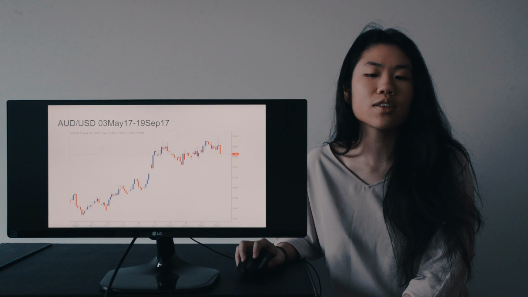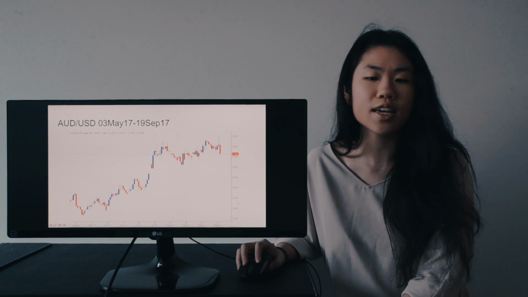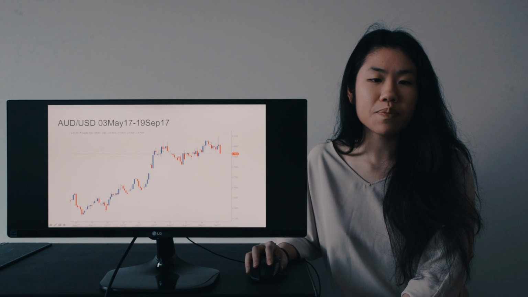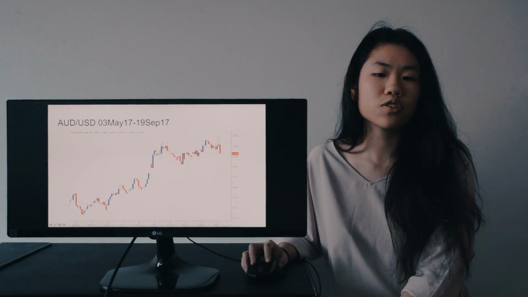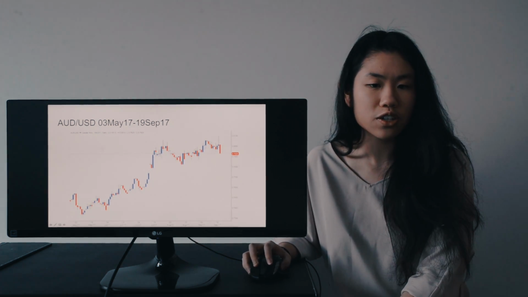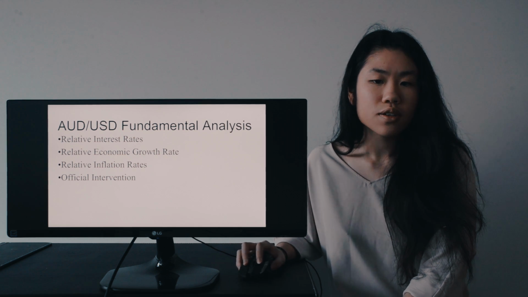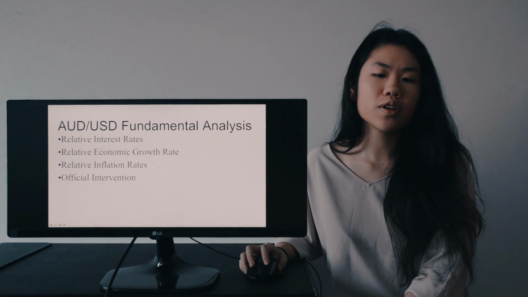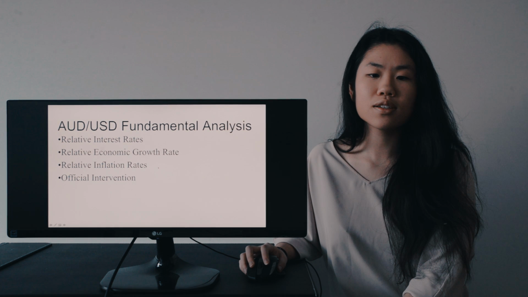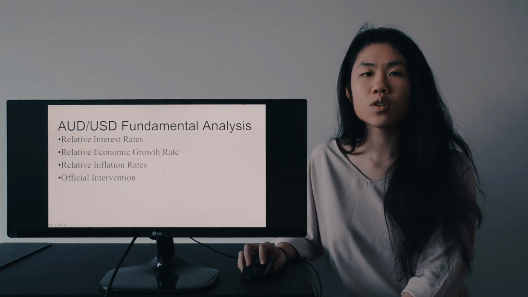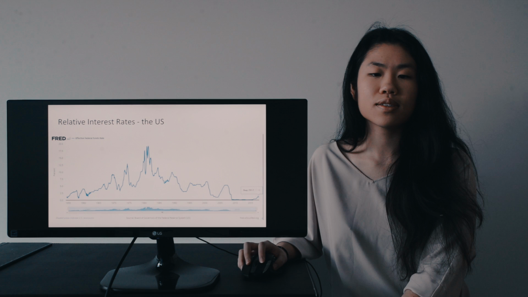As you can see, the Australian dollar has been depreciating against the US dollar, even peaking at 0.80 due to the broad-based depreciation of the America. So to forecast the upcoming trend, we are going to conduct a fundamental analysis using 4 indicators, with the first one being the relative interest rates.